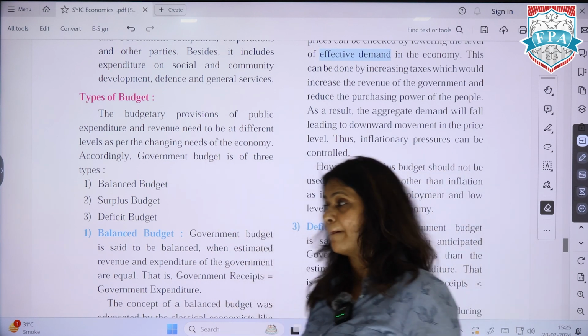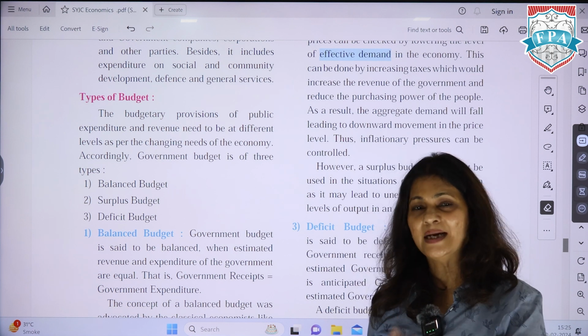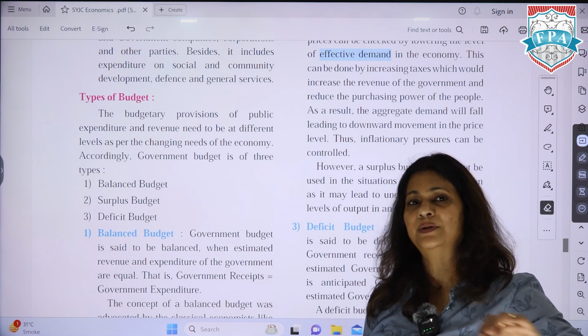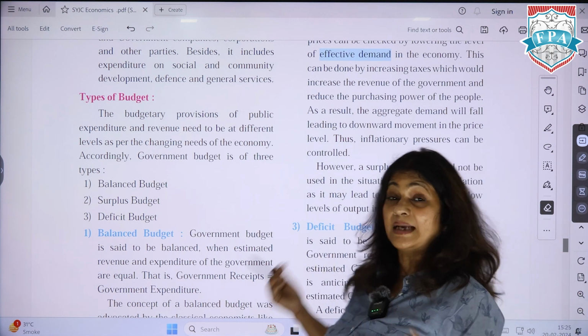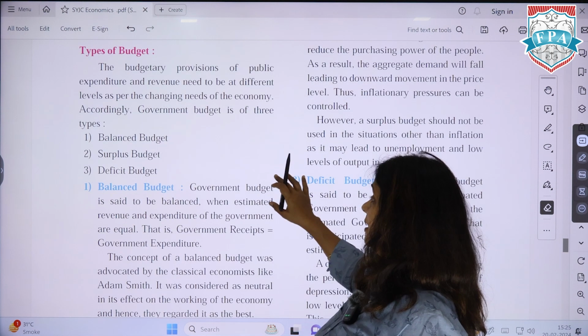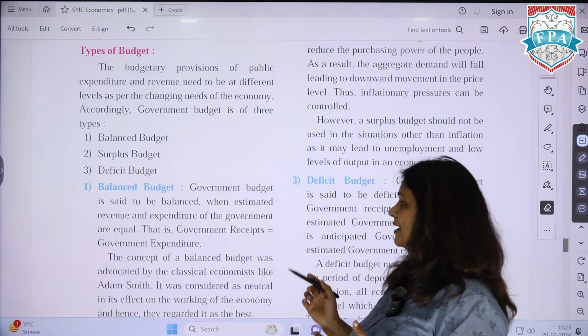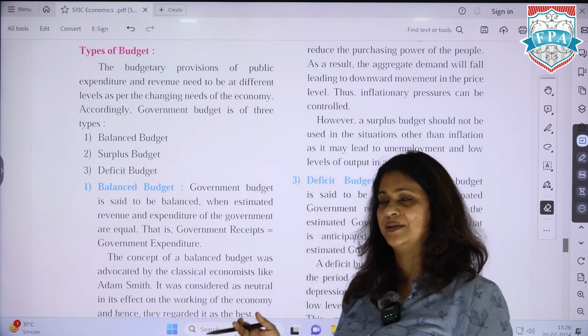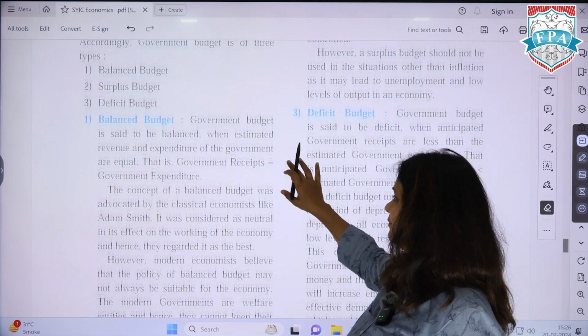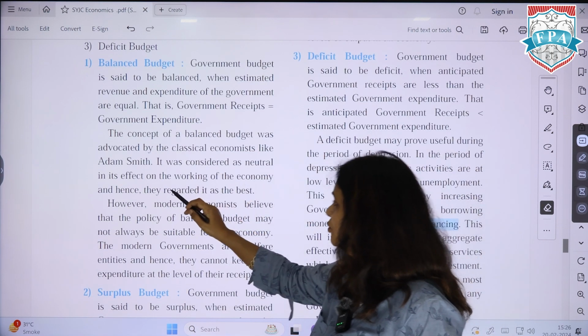ये exam में आता है. But budget की importance समझ के, अगर मुझको policy को smoothly implement करना है तो मुझे budget बनाना पड़ेगा. कितने type के budgets हैं? Balanced budget is, जितना revenue and expenditure मैंने सोचा था उतना ही मेरे receipts हैं. So it's a balanced budget, right? The concept of a balanced budget is that it is neutral.